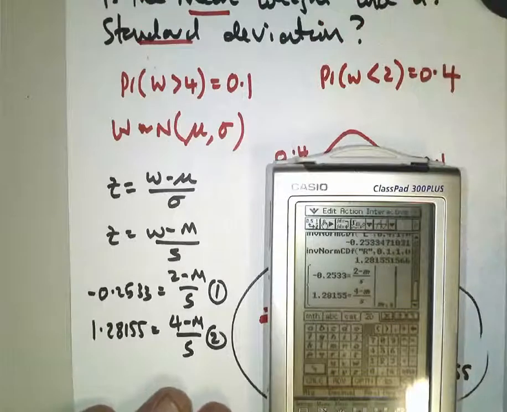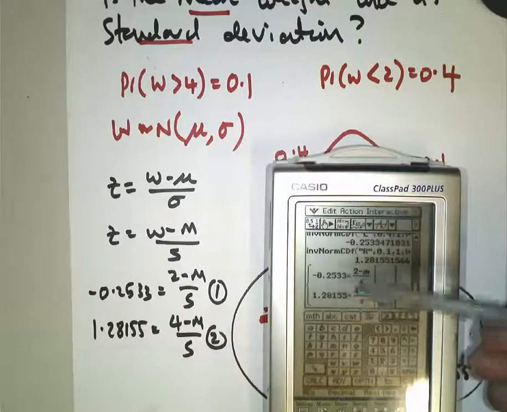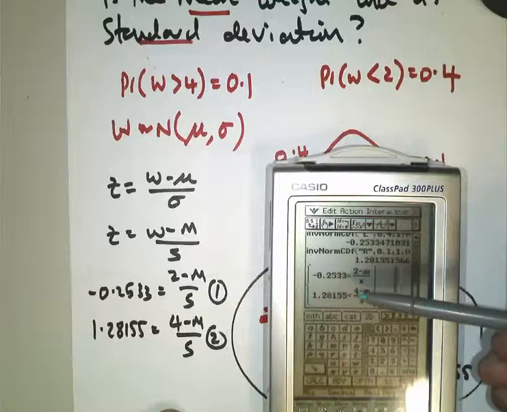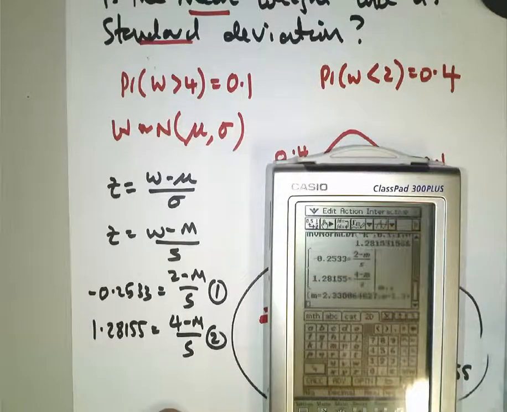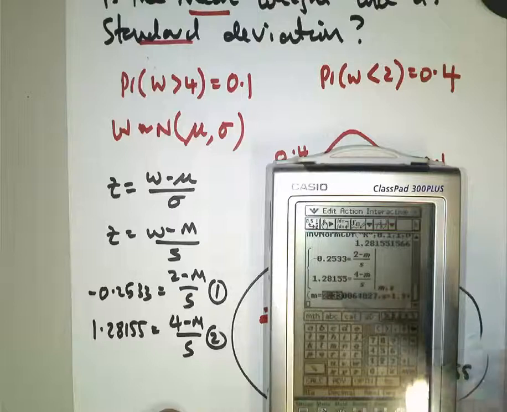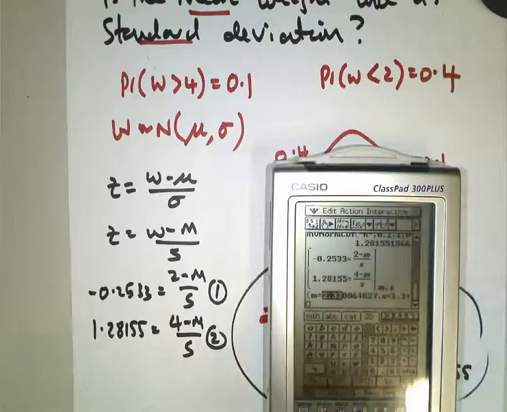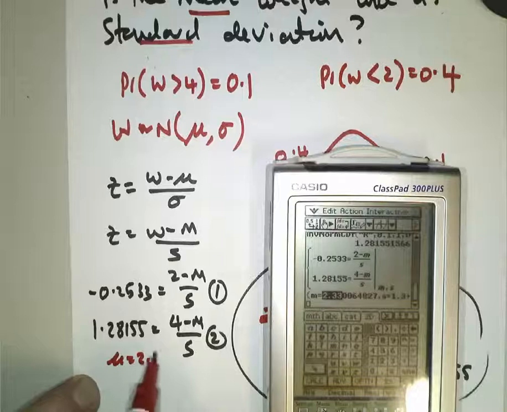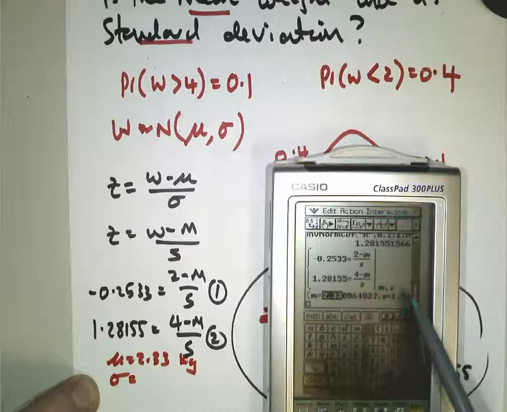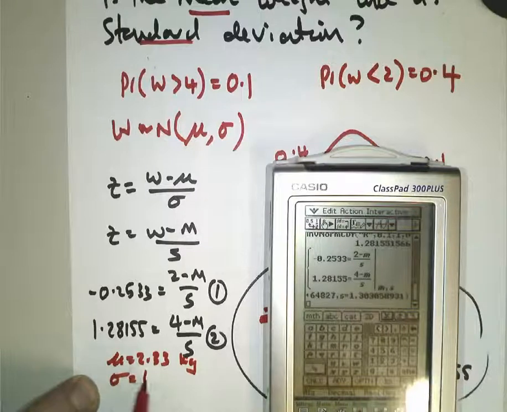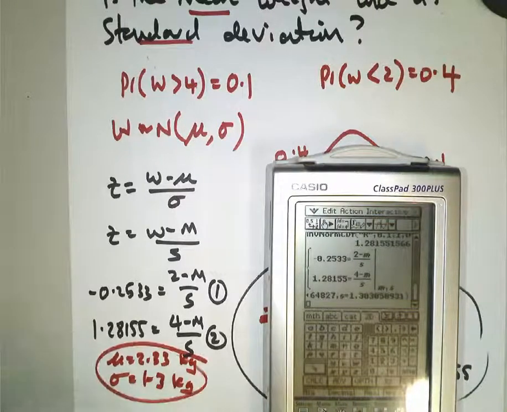As you can see, I've loaded those into the simultaneous equation app on the ClassPad. When I press execute, it solves for M and it tells me that the mean is 2.33 kilograms, and the standard deviation equals 1.30, so 1.3 kilograms. So that's the mean and standard deviation of the watermelons.